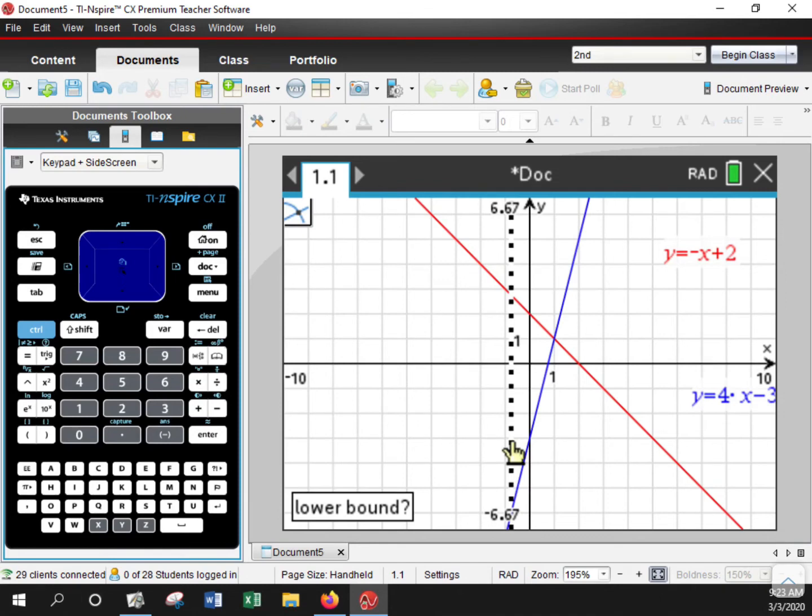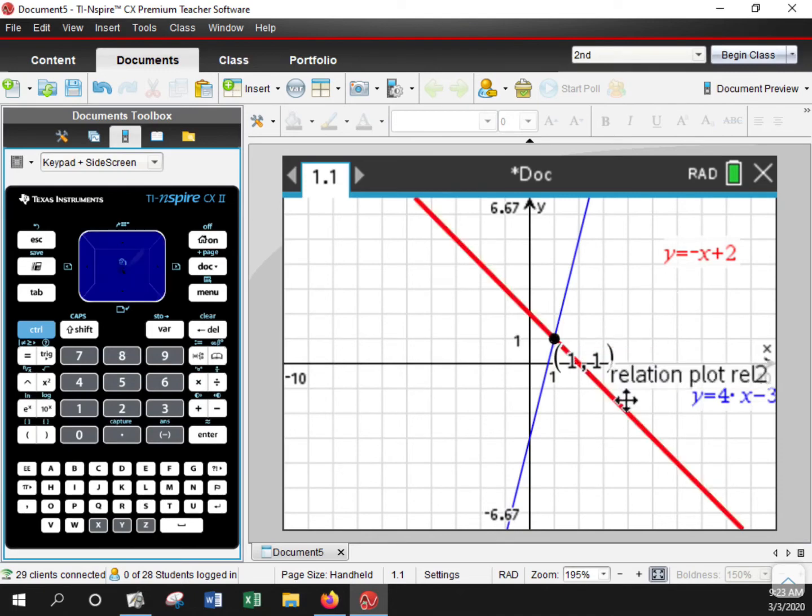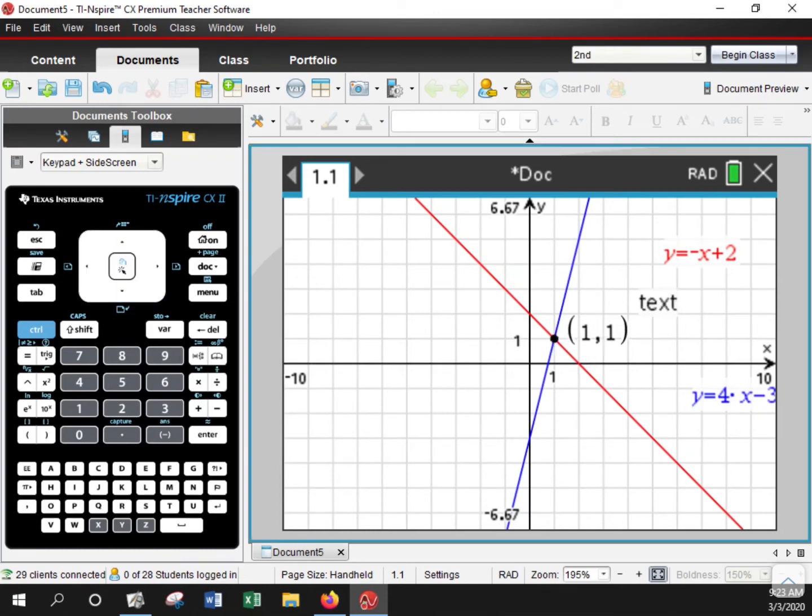Okay, so I go to the left, I click once, then I start scrolling to the right. Notice that as soon as I get to that intersection, the calculator is telling me, hey, that's where it's happening. So I'm telling the calculator, hey, it's this interval that I'm checking. So I click enter again, and we can see exactly what we've got going on there. Okay, so my answer is 1, 1.